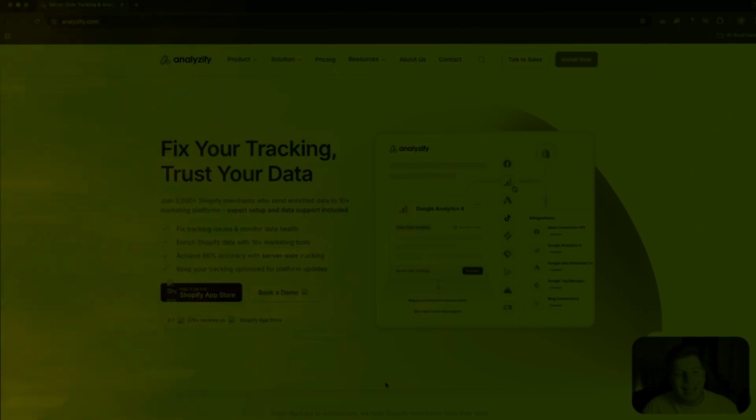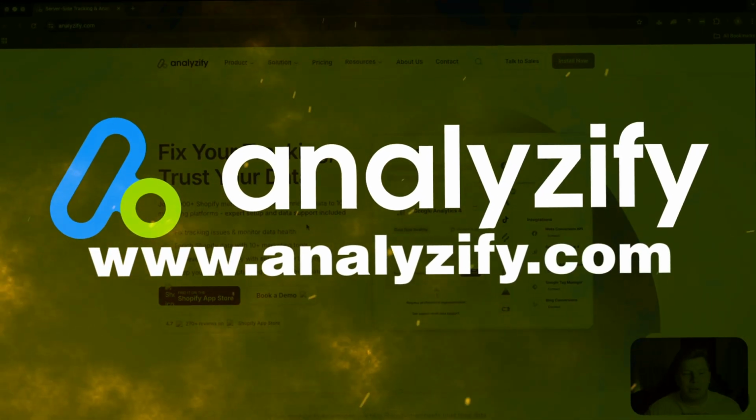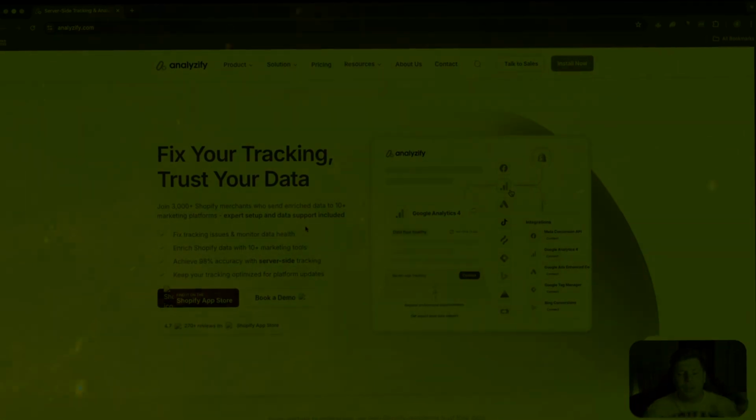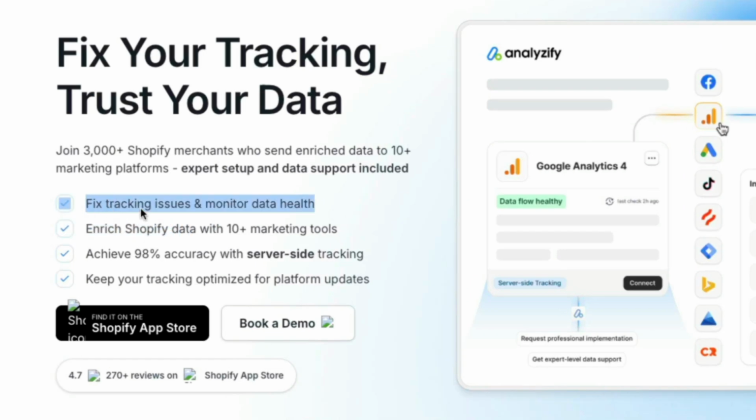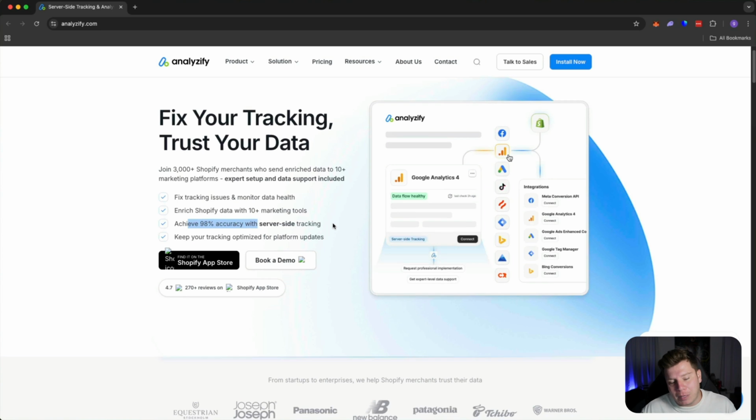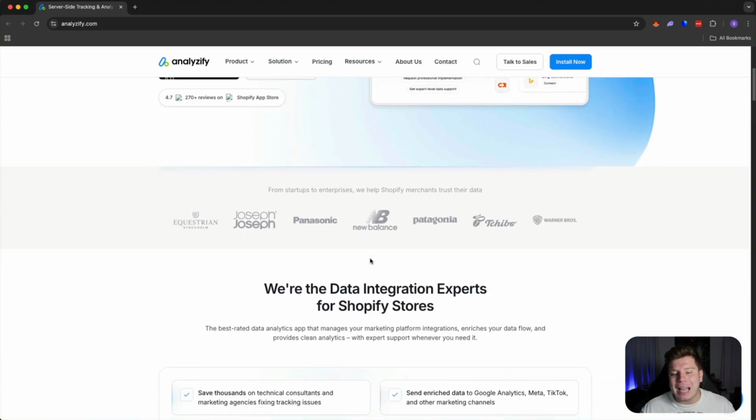So here we are, analyzify.com, where you can fix your tracking and trust in your data. Guys, there's over 3,000 Shopify merchants who send enriched data to 10 plus marketing platforms, and this is with expert setup and data support included. So if you're here, you want to fix your tracking issues and monitor data health, or enrich Shopify data with 10 plus marketing tools, or achieve 98% accuracy with server-side tracking, and also keep your tracking optimized for platform updates.